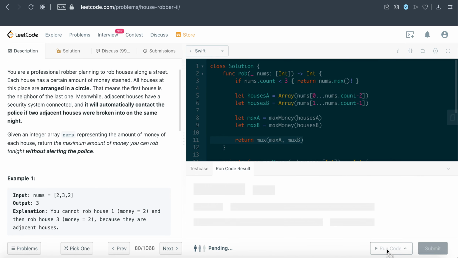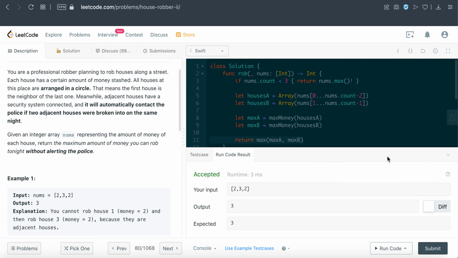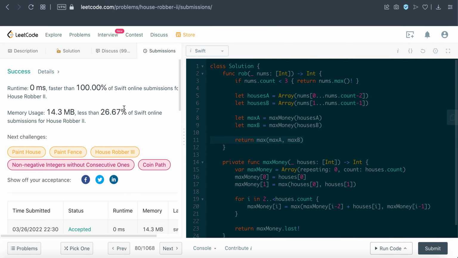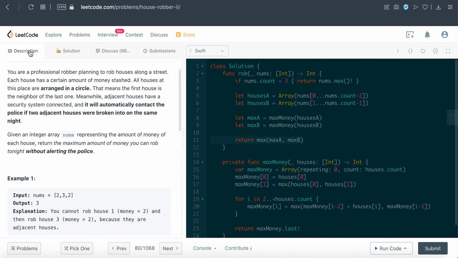Let me just go ahead and run it. Hopefully I got it right. There we go. Looks good. Let me try and submit this. And looks good. It passed.